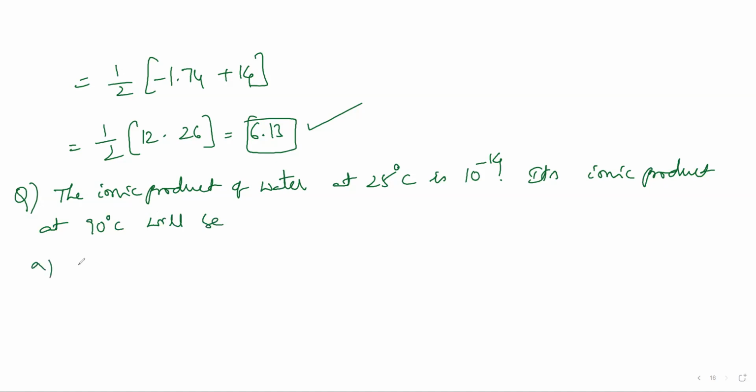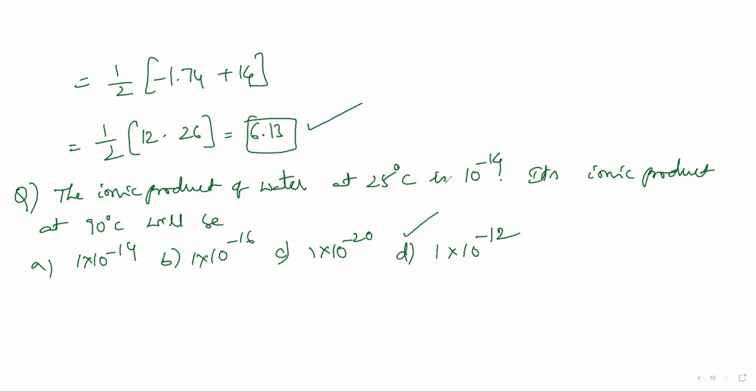Options given are, I'll give you options. 1 into 10 power minus 14, same. Next, 1 into 10 power minus 16. 1 into 10 power minus 20. Last option, 1 into 10 power minus 12. So which option you will take here? Sir, option D. Why?